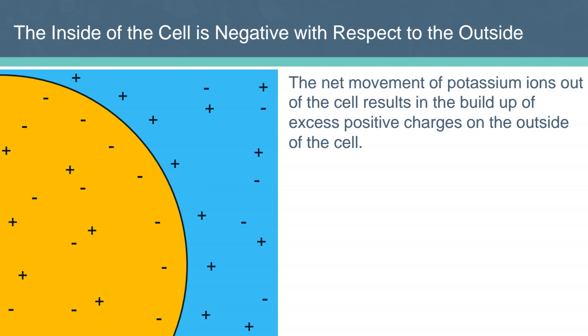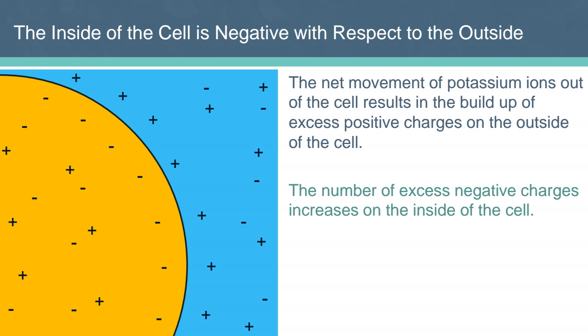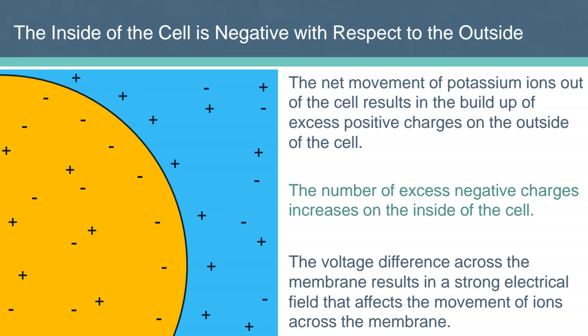To understand this opposing force, let's look at the distribution of positive and negative ions after a period of time in which the potassium ions are allowed to move freely across the membrane. Notice that there's a buildup of excess positive charges on the outside of the cell. Simultaneously, there's an increase in the number of negative charges on the inside of the cell. Due to the movement of potassium ions, there is now a net negative charge inside of the cell compared to the outside. Furthermore, the positive and negative ions remain close to the cell membrane because they're attracted to one another.